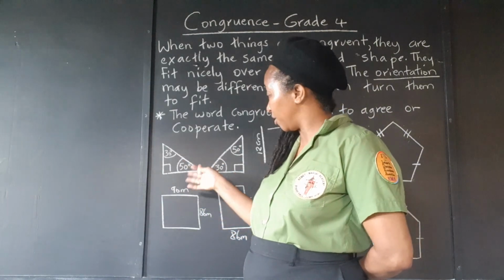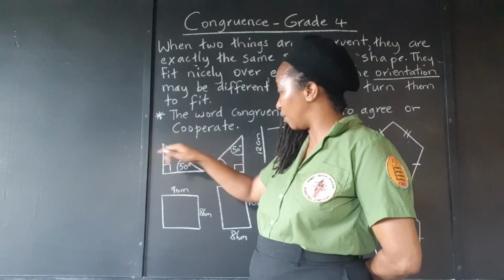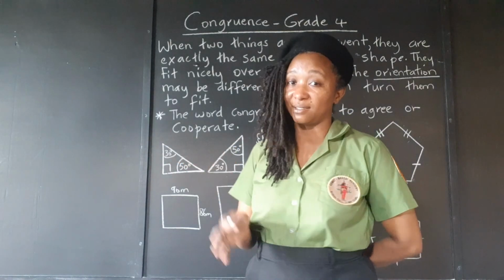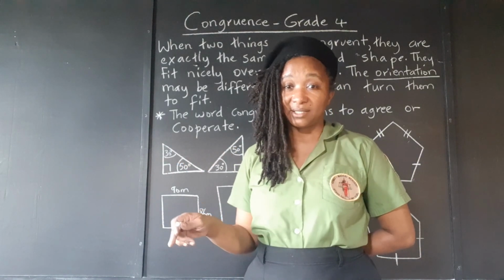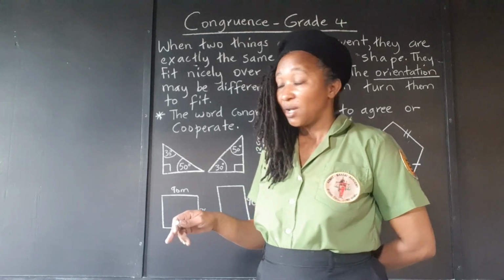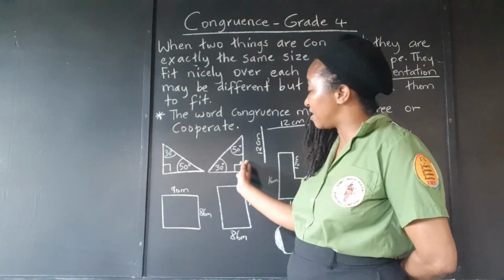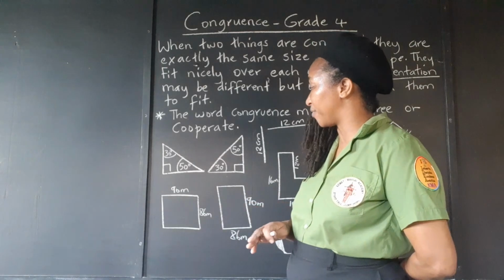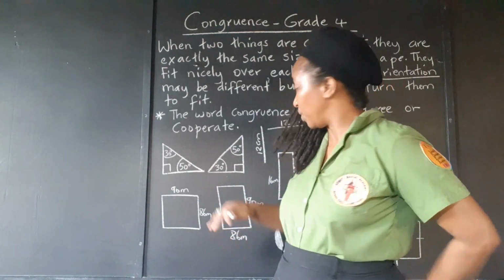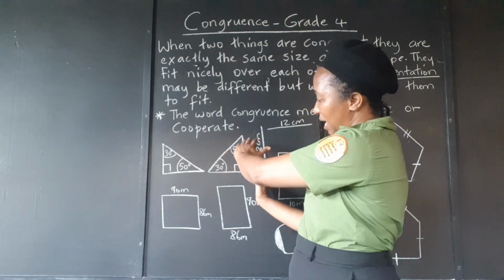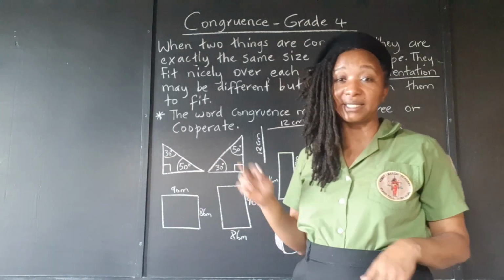Yes, the 30 degree in this one is at the top and in this one at the bottom. That does not matter. We could orient this a different way and fit it over the other one. We could turn this that way and fit it over that one. They are exactly the same.